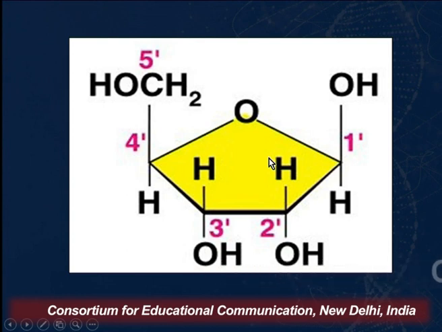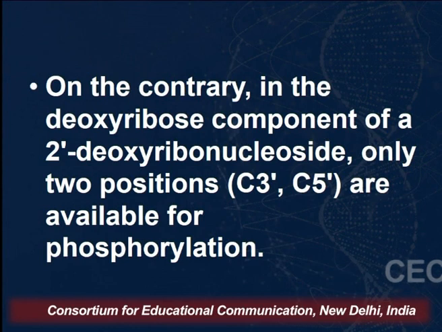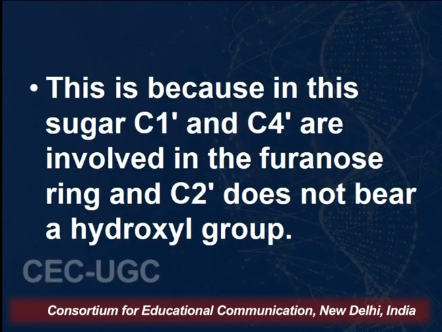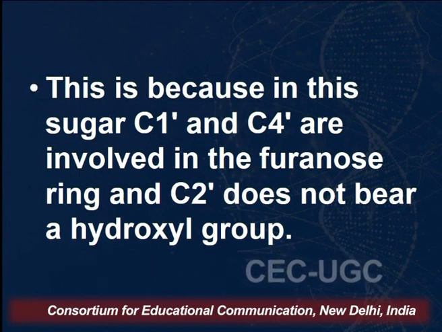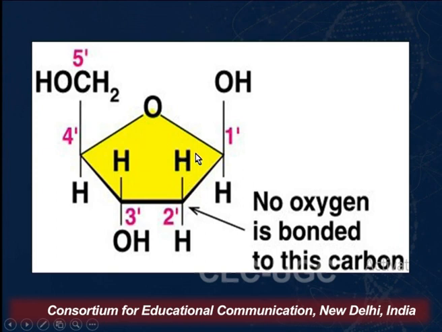But on the contrary, if the molecule is deoxyribose, we have only two positions available for phosphorylation, which are C3 prime and C5 prime. You already know that C1 prime and C4 prime are involved in furanose formation of the ring. And since this is a deoxyribose sugar, at C2 prime it will not have a hydroxyl group. As I explained for ribose, C1 and C4 are involved in formation of the furanose form, so these are not available.